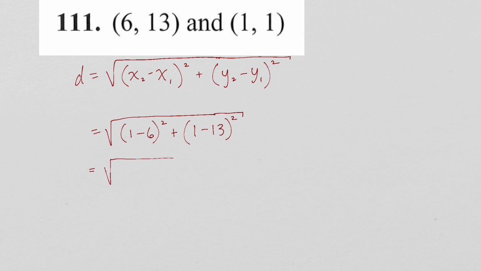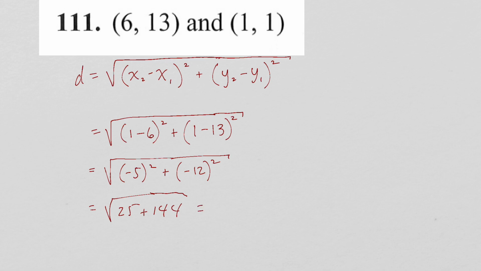This is equal to negative 5 squared plus negative 12 squared, which is a positive 25 plus a positive 144, which is the square root of 169, which comes out to exactly 13.